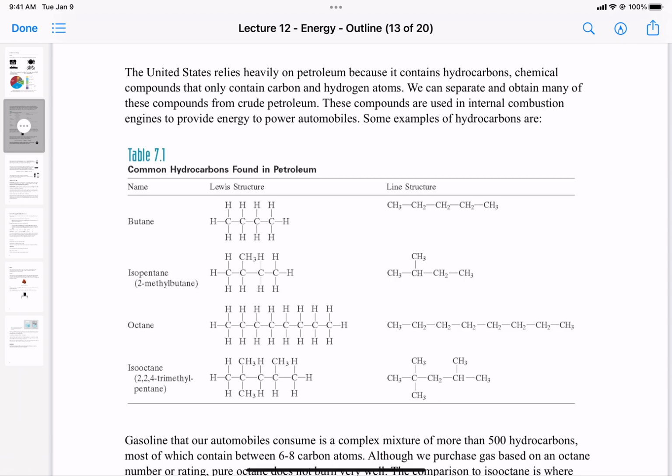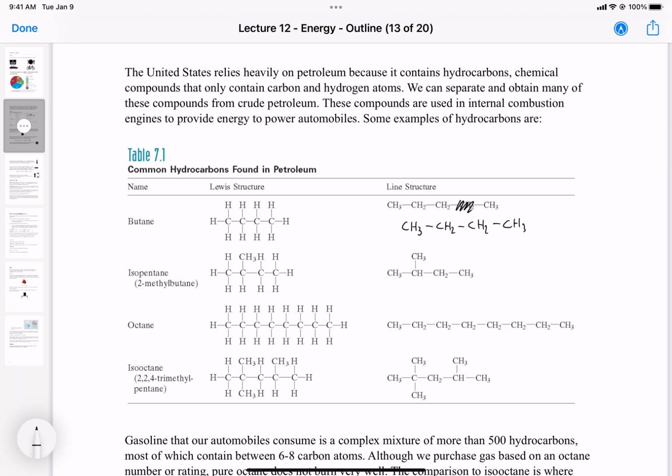So some examples are butane. You can find that in lighter fluids. Oh, but this isn't butane. I drew an extra CH2 here. So yeah, the book got it wrong here. So it should be that. There you go. So just one extra carbon there. So isobutane is an isomer of, so not isobutane, isopentane. So that looks like butane but has an extra methyl group.